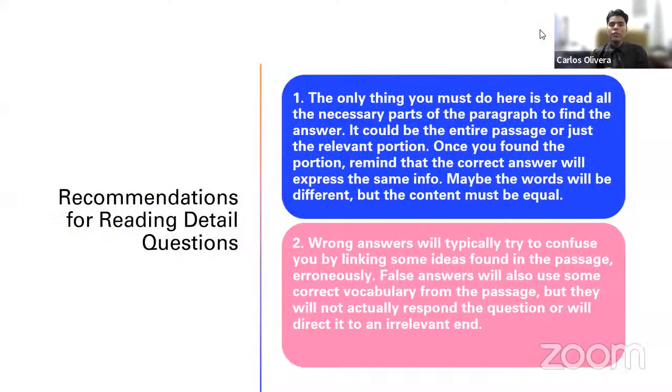So let's look at some recommendations. The only thing you must do here is read all the necessary parts of the paragraph to find the answer. It could be the entire passage or just the relevant portion. Once you have found the portion, remember that the correct answer will express the same info. Maybe the words will be different, but the content must be equal. Okay, very important. Wrong answers will typically try to confuse you by erroneously linking some ideas found in the passage. False answers will also use some correct vocabulary from the passage, but they will not actually respond to the question or will direct it to an irrelevant end.